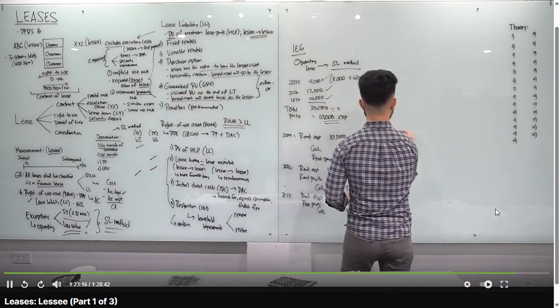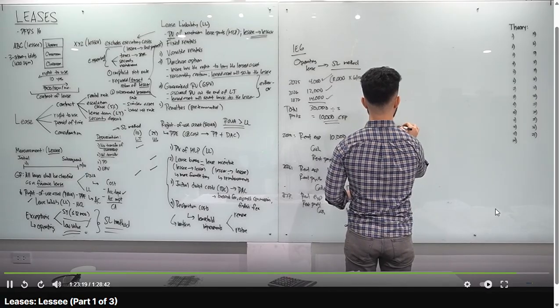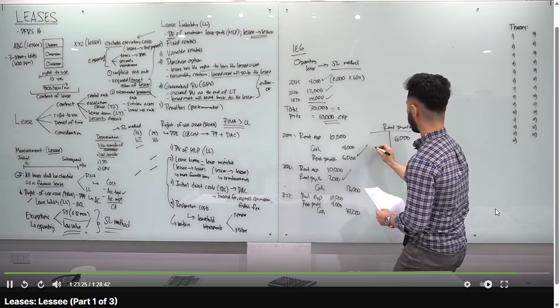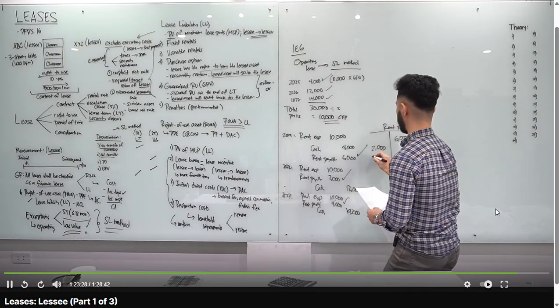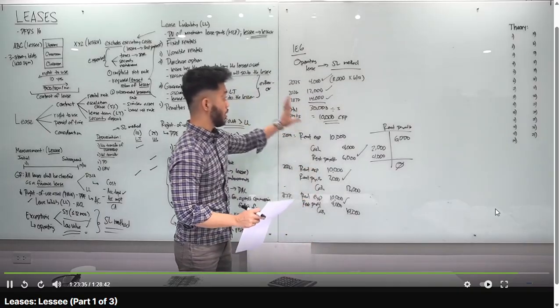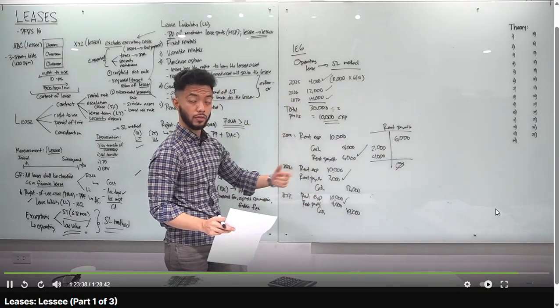So, papakita ko lang sa inyo class, yung T account ng rent payable natin. Rent payable. So, meron tayong rent payable na 6,000 beginning 2025. Nag-debit tayo ng 2,000 in 2026. Nag-debit tayo ng 4,000 in 2027. Ibig sabihin class, zero na yung rent payable natin at the end of lease term. This is how you apply straight line method. Applicable siya again for operating lease.